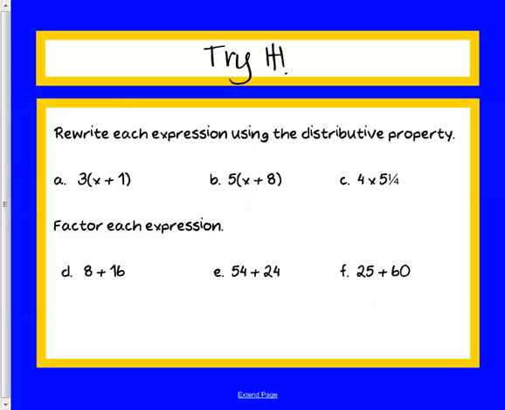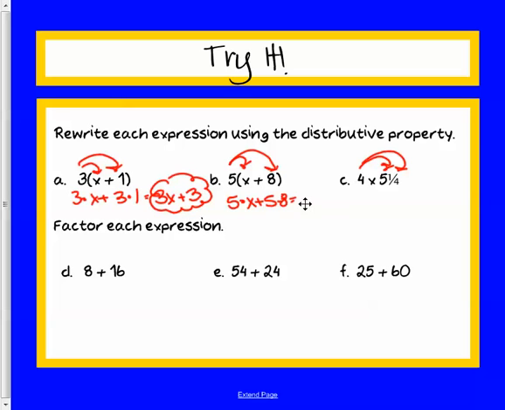Okay, in this first one, it's 3 times x plus 3 times 1, which equals 3x plus 3. In the second one, it's 5 times x plus 5 times 8, which gives us 5x plus 40. In this part C, 4 times 5 gives us 20, and 4 times 1/4, these all cancel out, so I'm just left with 1 over 1, or 1, so I get 21.